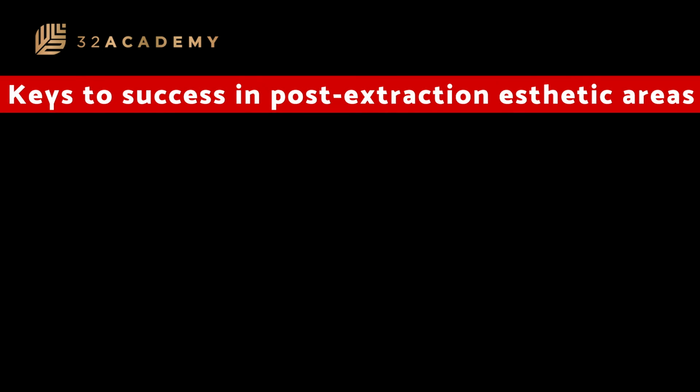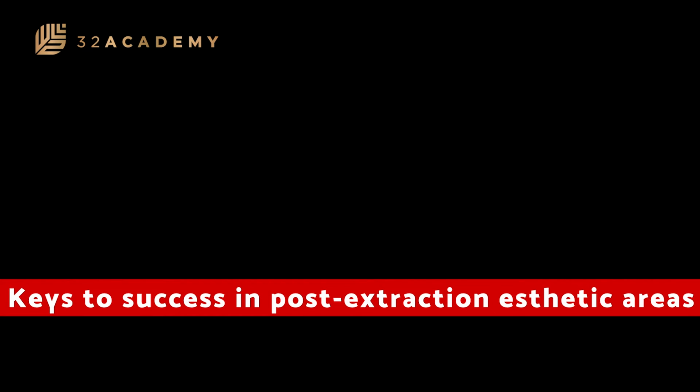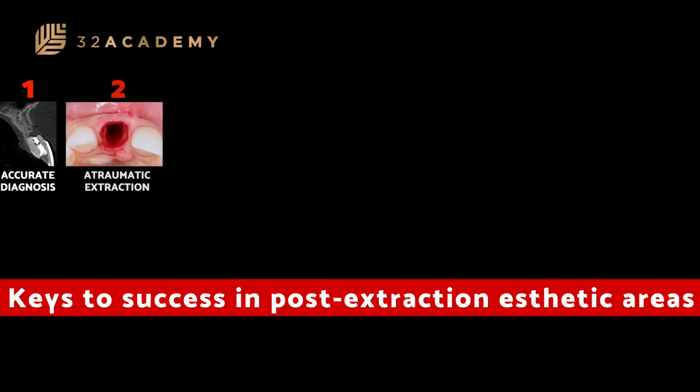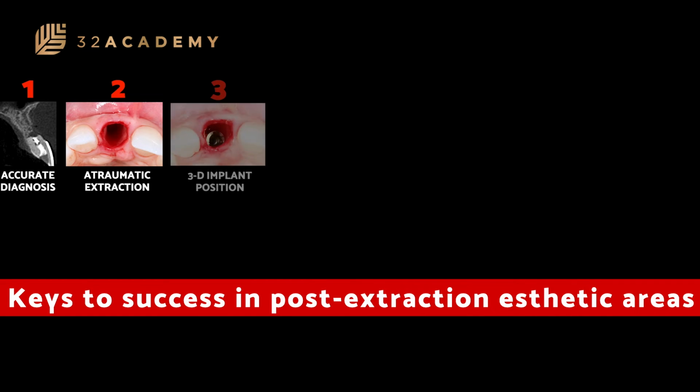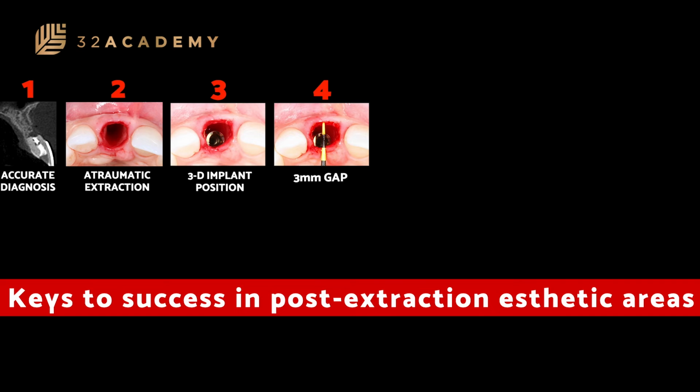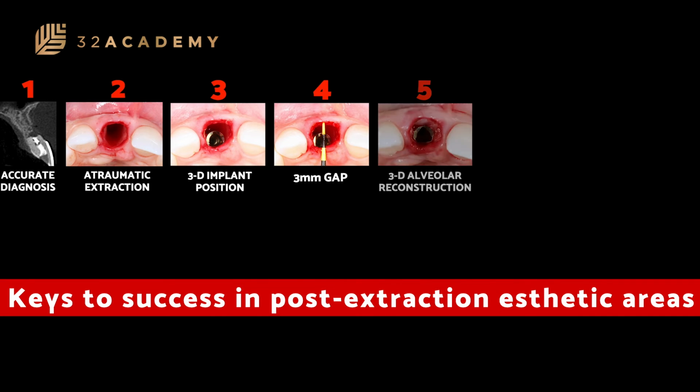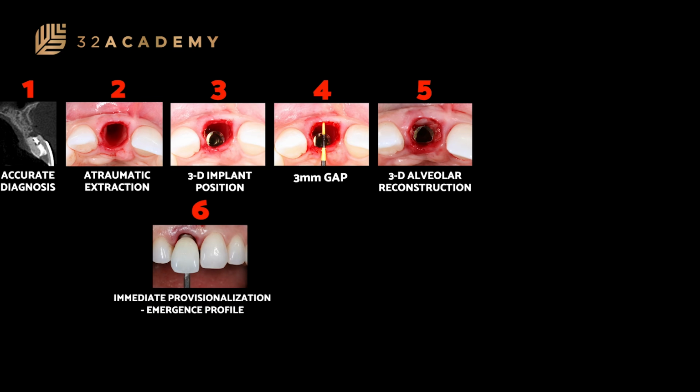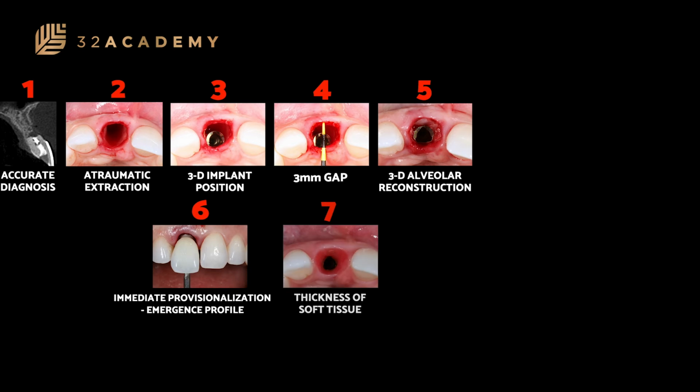So what are the keys to success in post-extraction aesthetic areas? The first key is the accurate diagnosis. Number 2, atraumatic extraction. 3, the 3D implant position. 4, the 3 millimeters gap at the facial aspect. 5, the 3D alveolar reconstruction. Number 6, immediate provisionalization that is directly related to the ideal emergence profile.